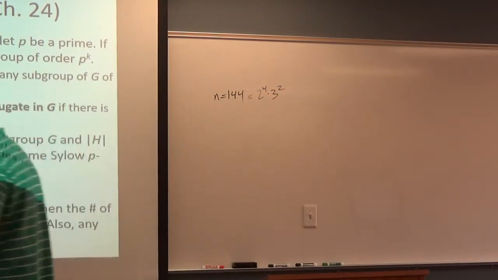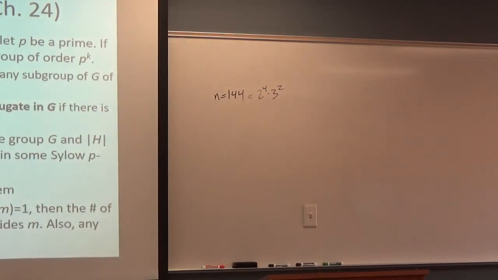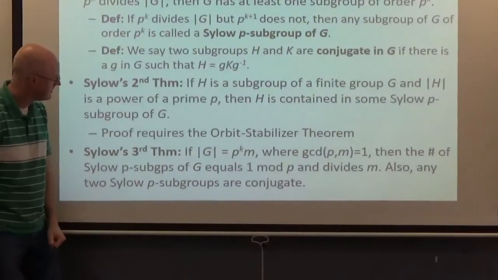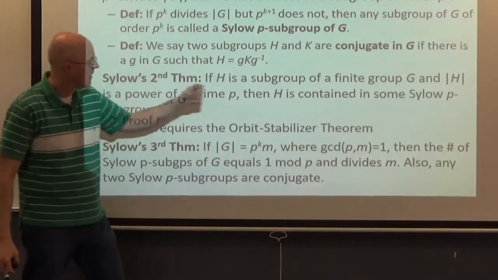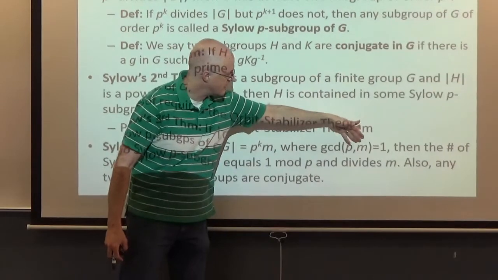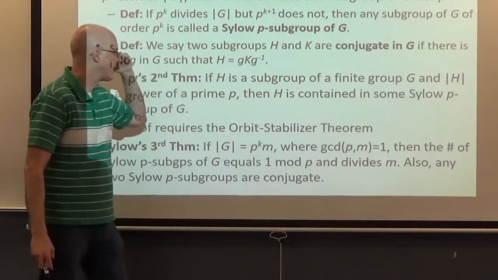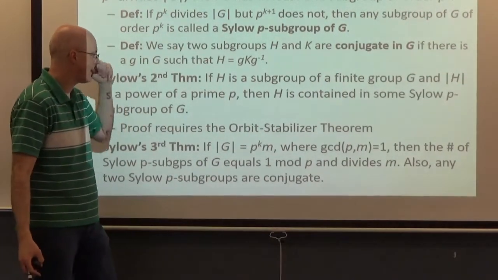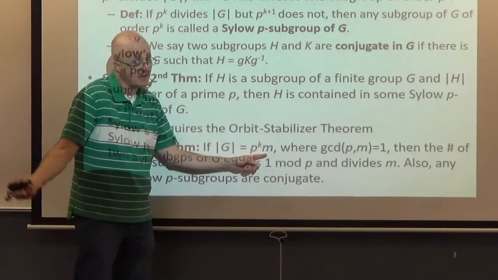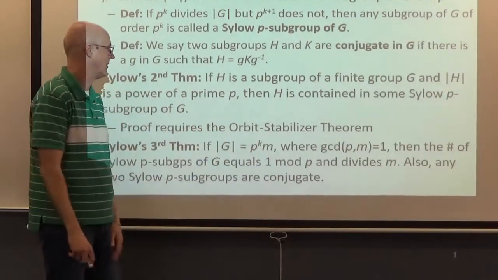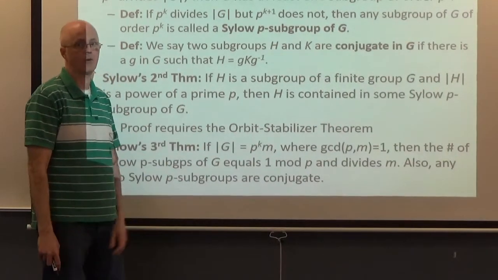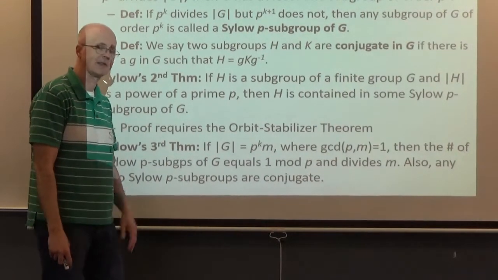Okay, so look at this theorem. If you've got a group G, it's finite, and it has order p to the k times m, where the greatest common divisor of p and m is 1. What would that mean, by the way? That would mean m has prime factors other than p. And in fact, k is the highest power of the prime p that divides the order of G. Those are a couple of things that would mean.